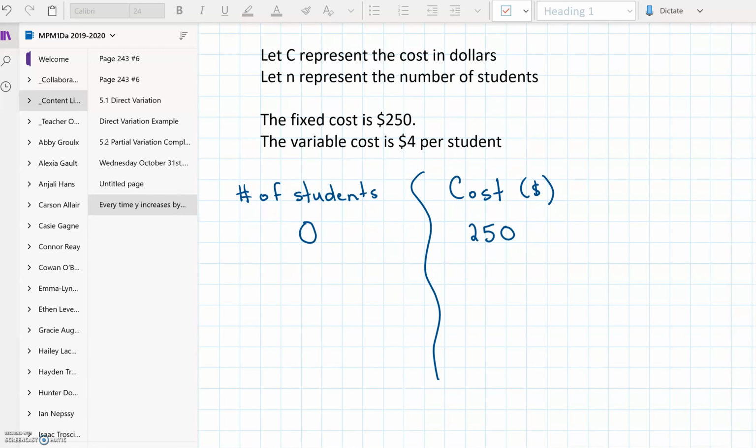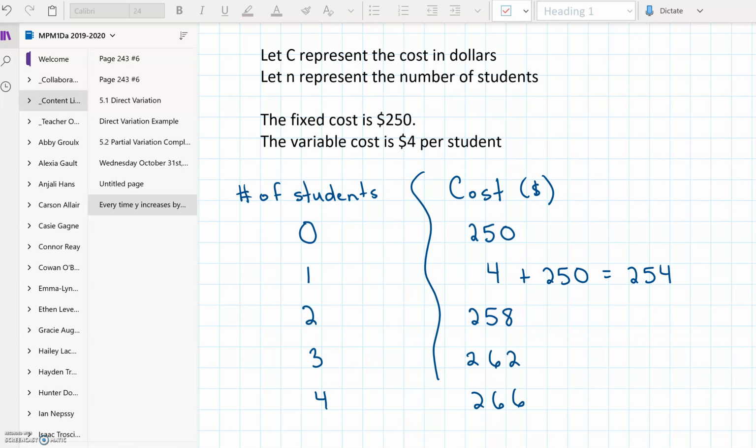Now, I like to go up by ones. You can really go up by whatever you want. But the cost for 1 student is not $4. Because you're not just paying $4, you're paying $4 plus another $250 for the bus. So the cost for 1 student will be $254. The cost for 2 students is just another $4. For 3 students, $262. And then finally, for 4 students, is $266.